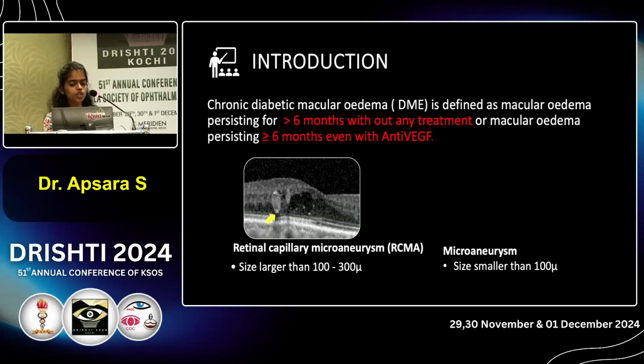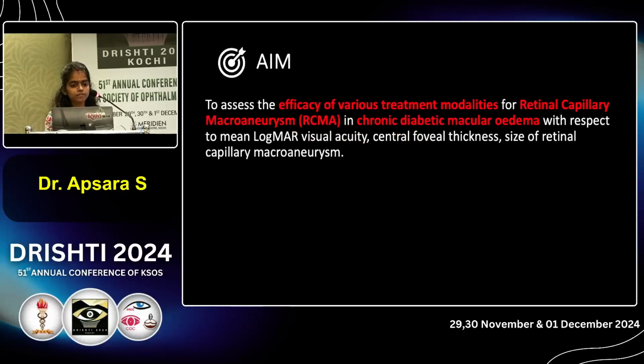Microaneurysms are the most common finding in diabetic retinopathy, with size smaller than 100 microns. The large aneurysmal dilatations of retinal capillaries are called retinal capillary macroaneurysm, or RCMA, with a size ranging from 100 to 300 microns, which leak and cause refractory maculopathy.